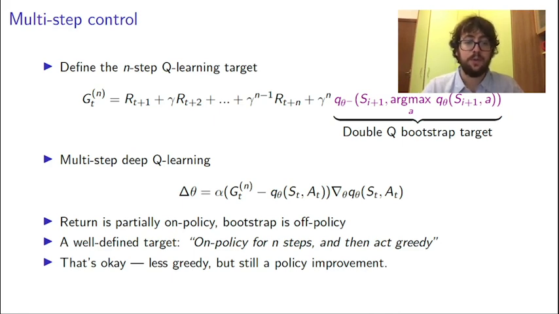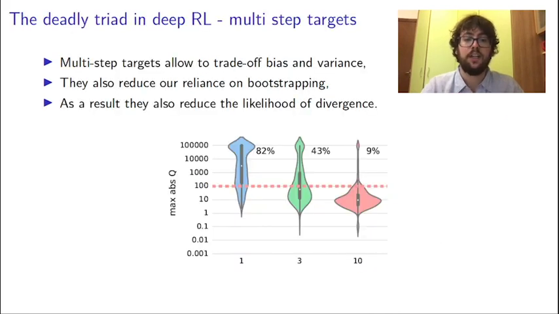And this will go a long way to help us because it's still a well-defined target, it's still a policy improvement, but is much less susceptible to the deadly triad. Because we are reducing the reliance on bootstrapping and we're reducing the amount of inappropriate generalization we get on the bootstrap target. For instance, in this plot, we are showing again, in our usual empirical study across many agents and many environments, what is the likelihood of soft divergence if we increase the number of steps before bootstrapping from 1 to 3 and to 10. And what you can see is that the likelihood of soft divergence drops radically from more than 80% to just 9%.